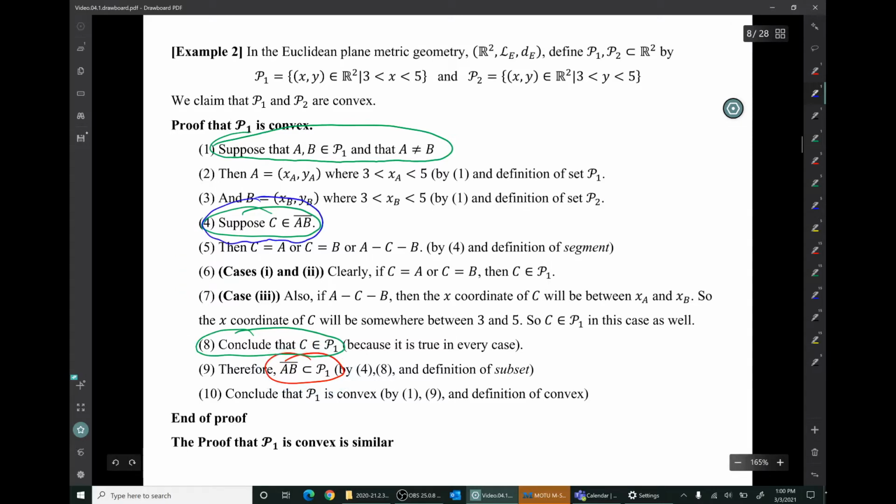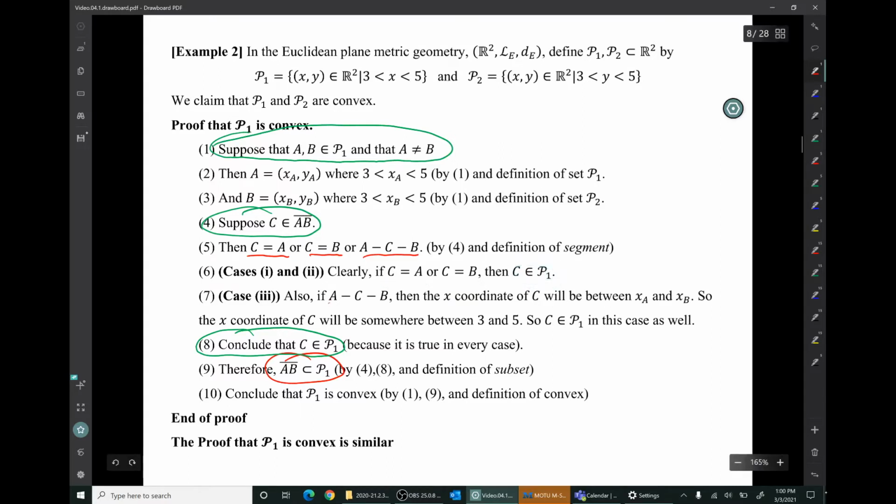To say that C is an element of that segment means, well, one of three things has to be true. Either C is equal to A, or C is equal to B, or C is between A and B. That's by this statement in the definition of segment. Now notice we have an OR statement, so that means that we can set up a proof by cases. In the first two cases, if C is equal to A or C is equal to B, then clearly C is in set P1, because A and B are each in set P1.